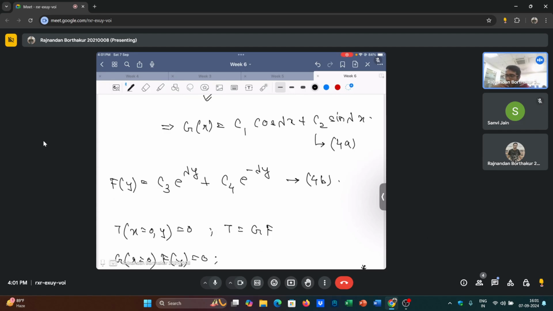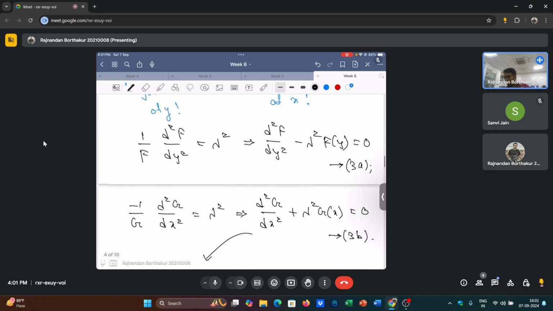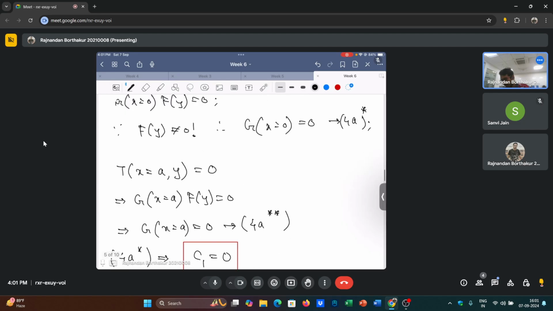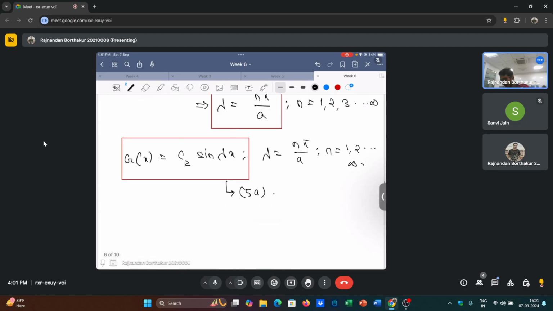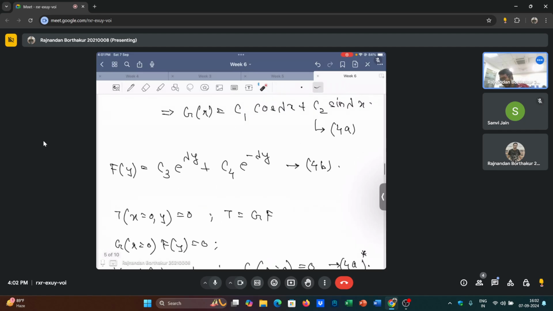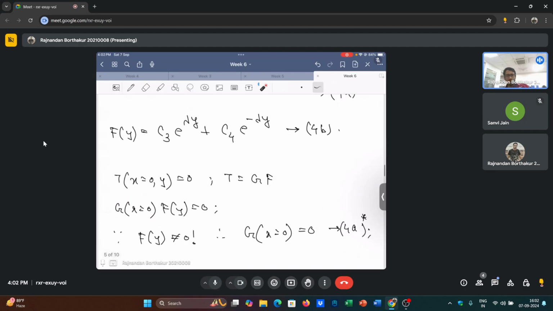Okay, so there is a question: why f of y will not be equal to 0. I'll explain why this is not possible, why f of y cannot be equal to 0. So from the first boundary condition, if we use the method of variable separation, we end up getting basically this.